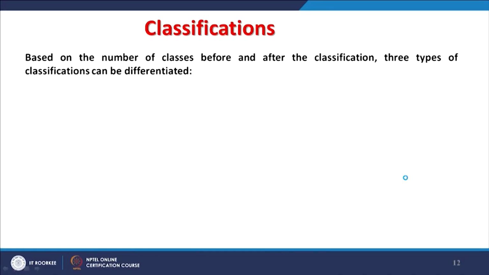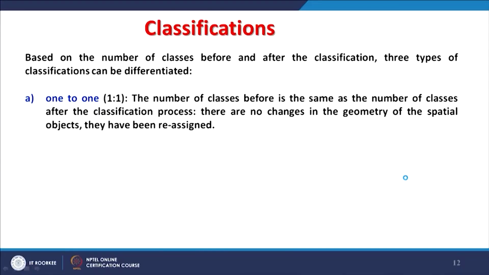So, this reclassification is based on the number of classes before and after the classification. There are three different types of reclassification techniques available. The first one is one-to-one relationships, where the number of classes before is the same as the number of classes after the classification process. There are no changes in the geometry of spatial objects; only the values are reassigned, and this we call one-to-one.